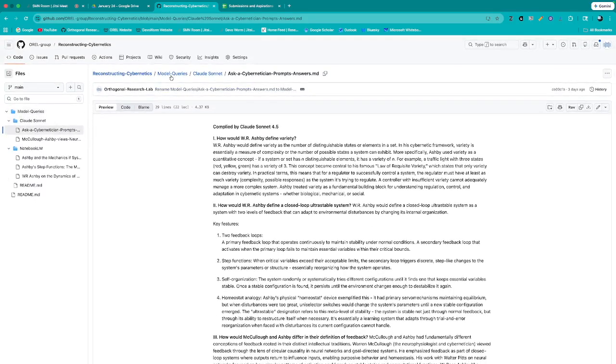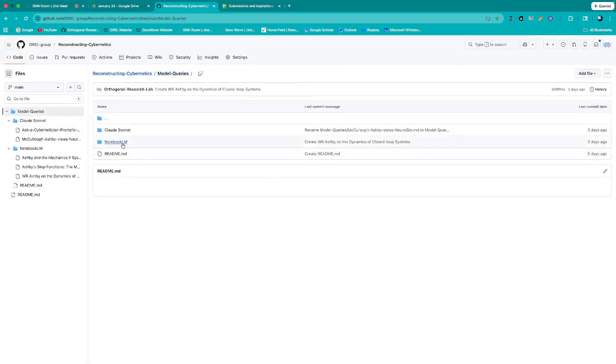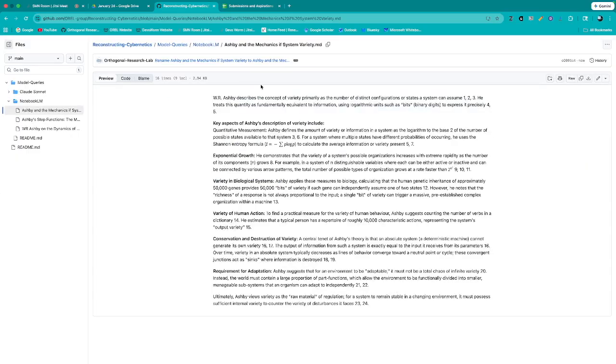So this was the Claude Sonnet version, and then there's the Notebook LM version. This is Ashby and the Mechanics of System Variety. This has numbers, which are, I guess, citations. If you go back to the notebook, it'll have the links. I didn't put the links in here yet, but I just wanted to put it in here so I could review it.